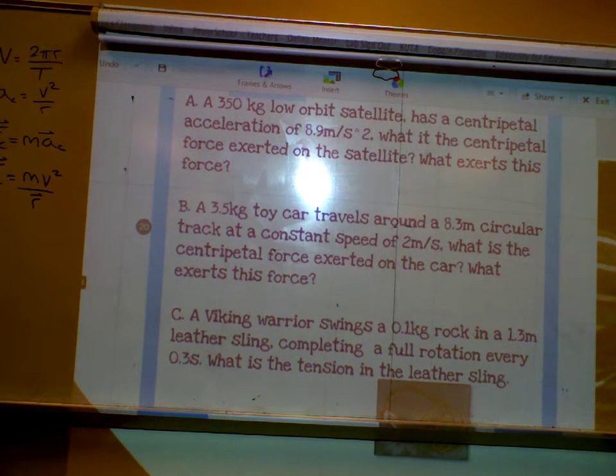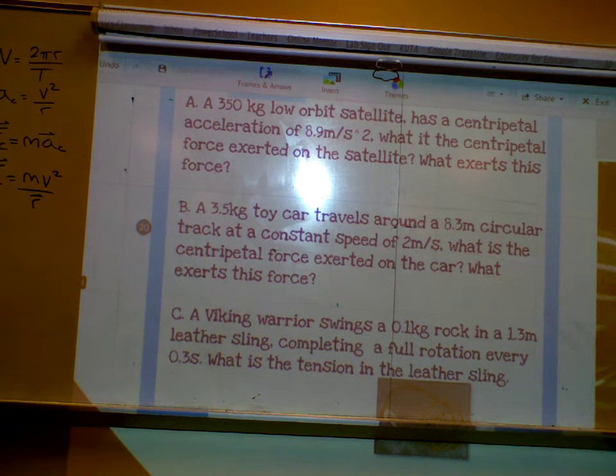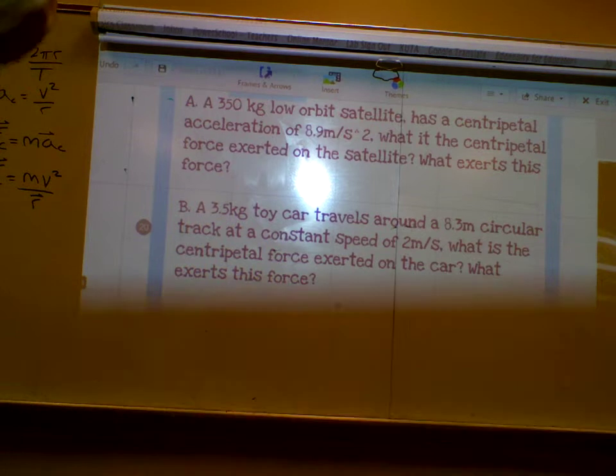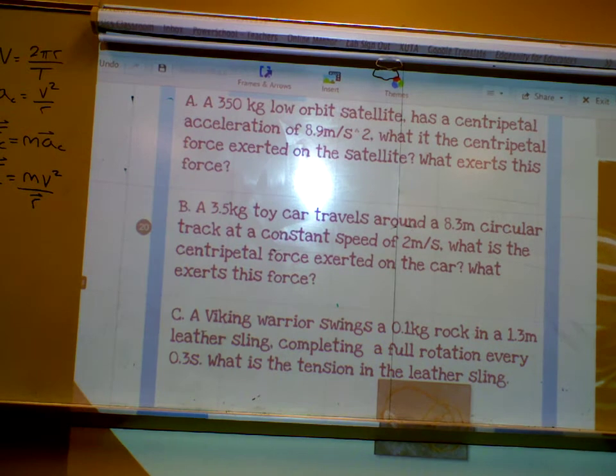Where's my clicker? There it is. The clicker. TV remotes used to click, so we call them clickers.